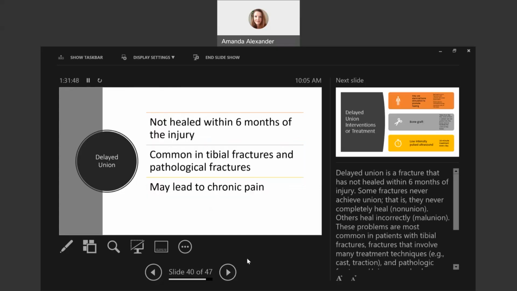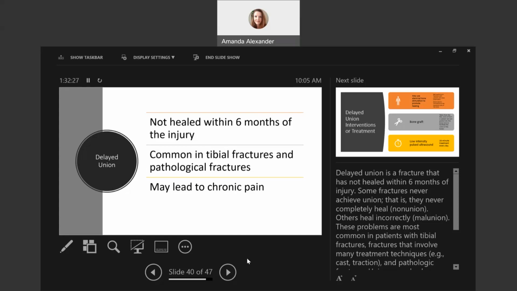All right, delayed union. This one here is when the bone doesn't heal. Okay, so it's not healing within the 6 months that a common bone would heal. The common tibial fracture is a place that this generally happens. That bone is thinner and people start to bear weight on the site too soon sometimes, and this will cause delayed union. It can lead to chronic pain if it doesn't heal properly. So when we're discussing delayed union, remember it's a fracture that has not healed within 6 months.